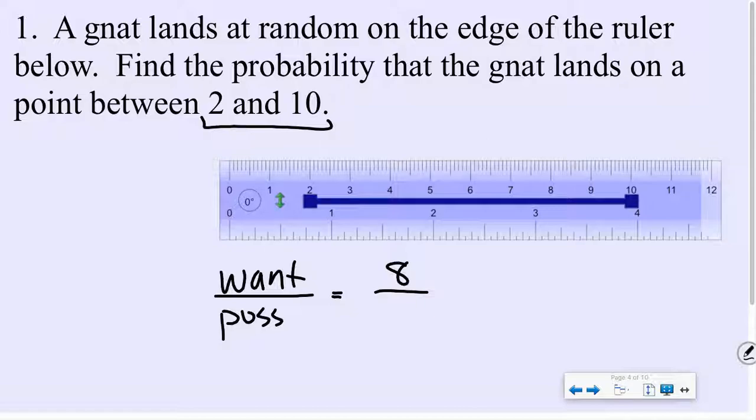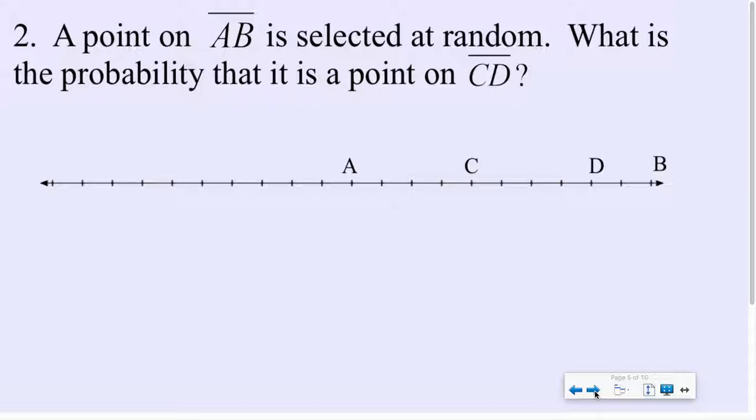He can land anywhere on our ruler. How long is our ruler? 12 inches, right? No, you gotta add that last inch on there, even though it doesn't say 12. And then reduce that down. What's 8 over 12 reduced to? 2/3. So there's a 2 out of 3 chance that he's going to land in the region between 2 and 10 versus the whole ruler.